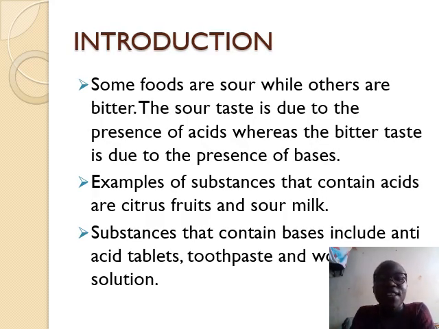Introduction. Some foods are sour while others are bitter. The sour taste is due to the presence of acids, whereas the bitter taste is due to the presence of bases. Examples of substances that contain acids are citrus fruits and sour milk. Substances that contain bases include antacid tablets, toothpaste, and wood ash solution.